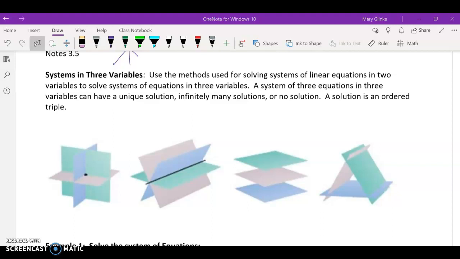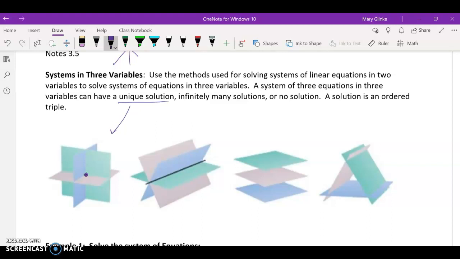The first case is that you can have a solution, meaning there's exactly one point that all three of those planes have in common. A good example of that is if you look at the very corner of any room, that corner is in all three planes. And so we would be able to find that solution.